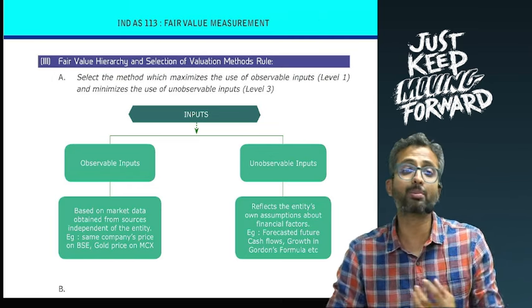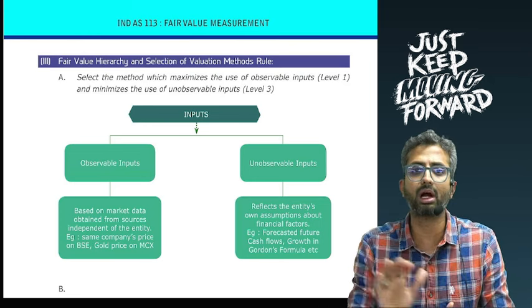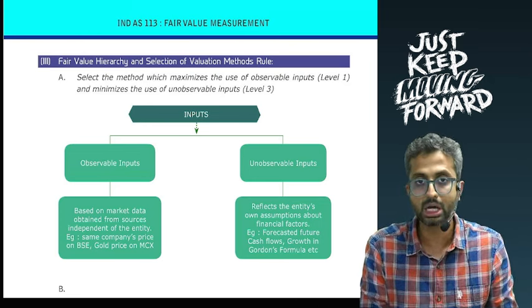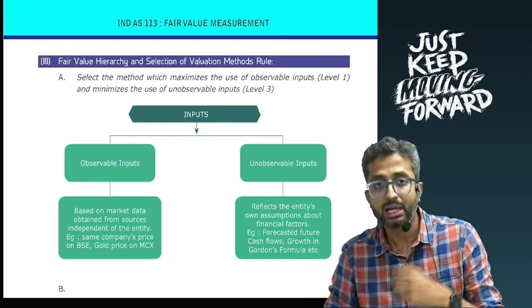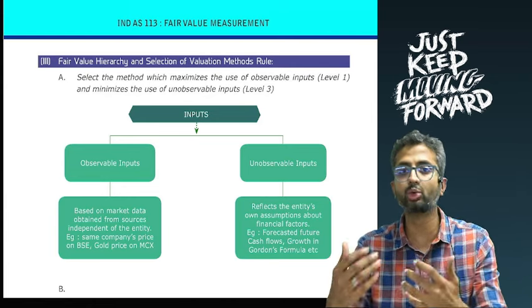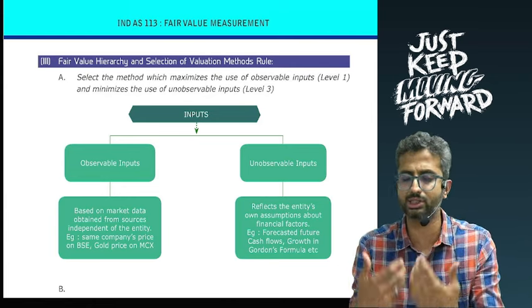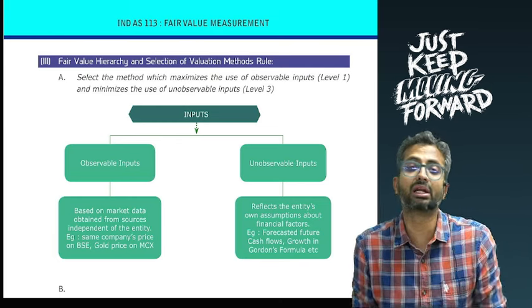So observable inputs are those inputs which can be obtained from reliable third-party market sources, active markets, whereas unobservable inputs are usually your forecast. Like Gordon's formula is calculated, using the valuation based on forecasts of growth, cost of equity, cash flows, etc. So that is the level 3 category valuation.